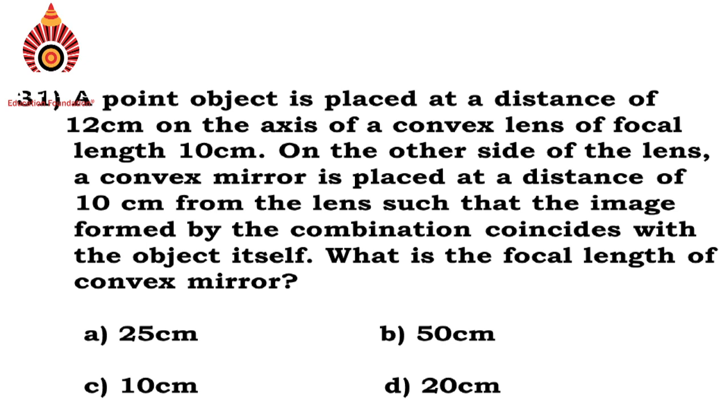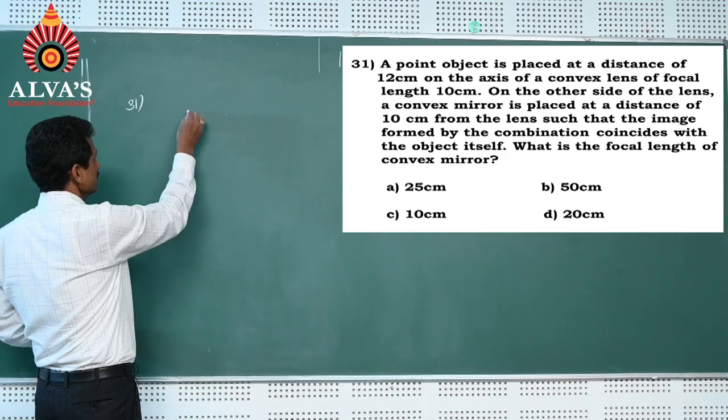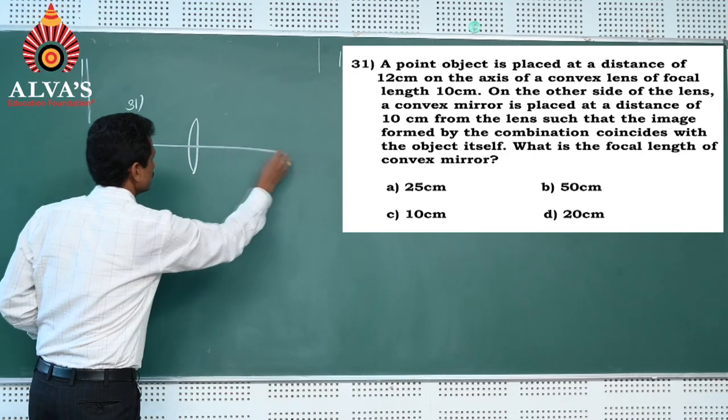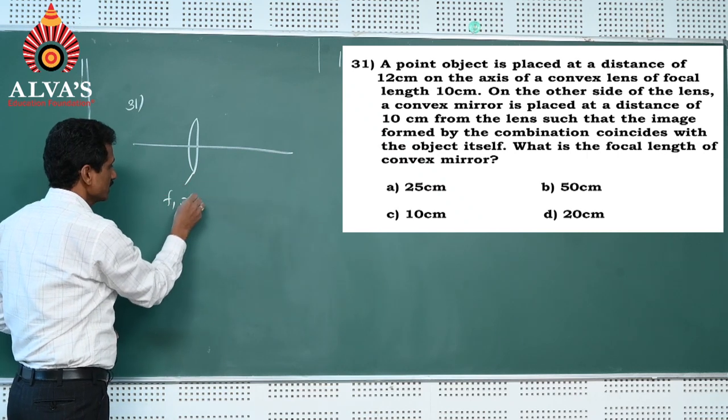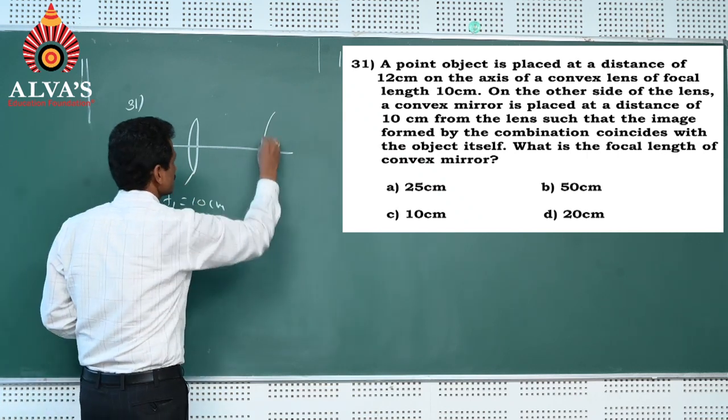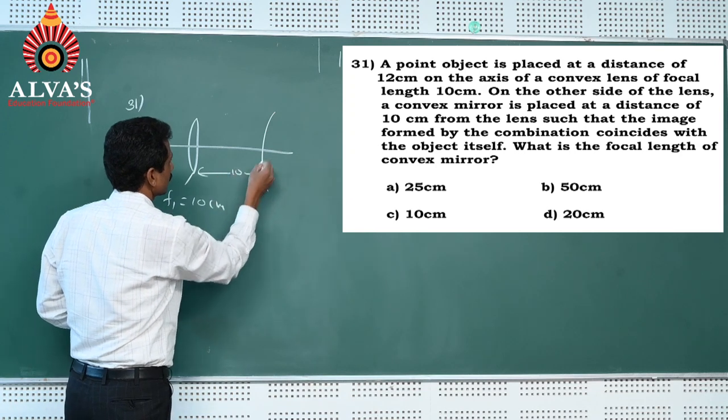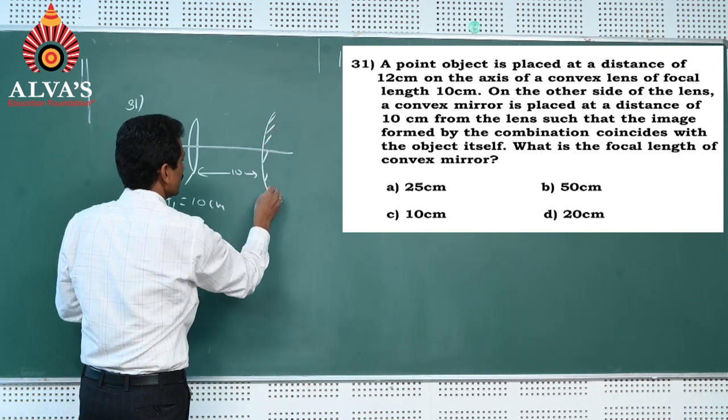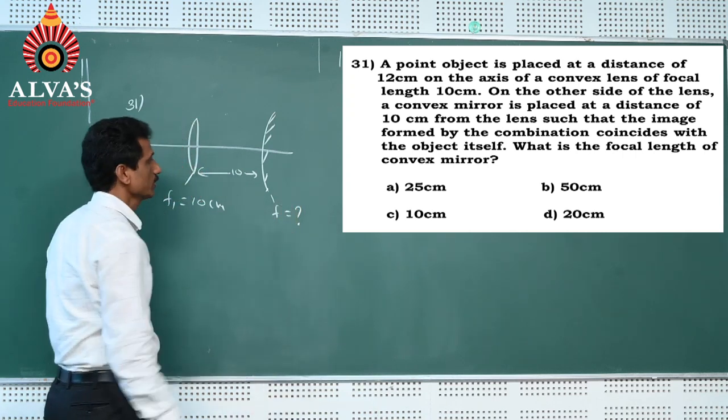Let me go to question number 31. A point object is placed at a distance of 12 cm on the axis of a convex lens of focal length 10 cm. On the other side of the lens, a convex mirror is placed at a distance of 10 cm from the lens such that the image formed by the combination coincides with the object itself. What is the focal length of the convex mirror? See this, convex lens, focal length is given, its focal length is 10 centimeter and at a distance of 10 centimeter, a convex mirror is placed, its focal length, your aim is to find out.